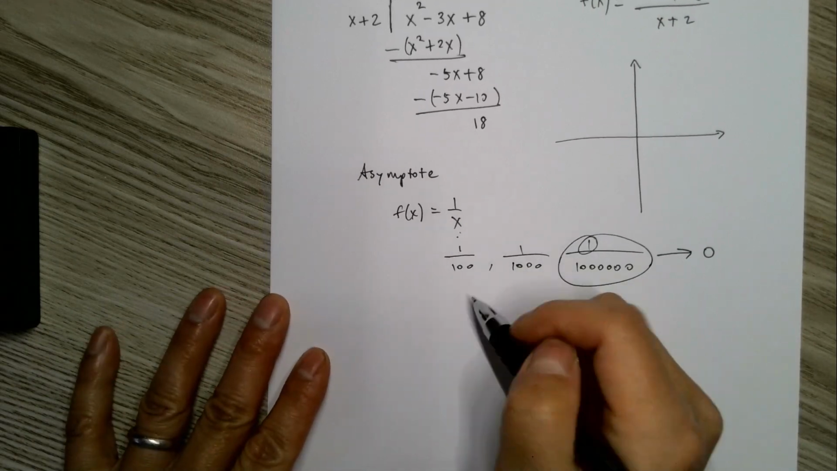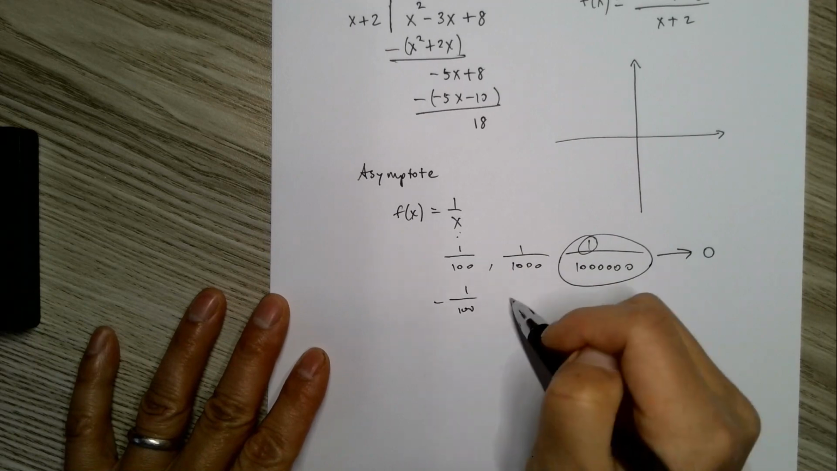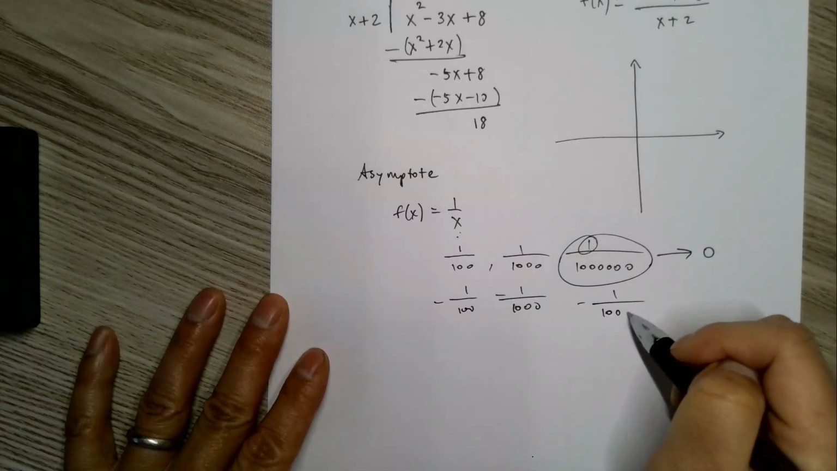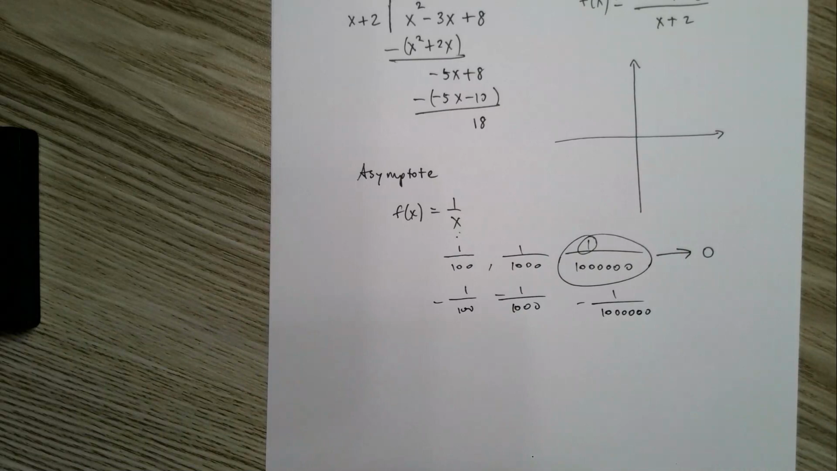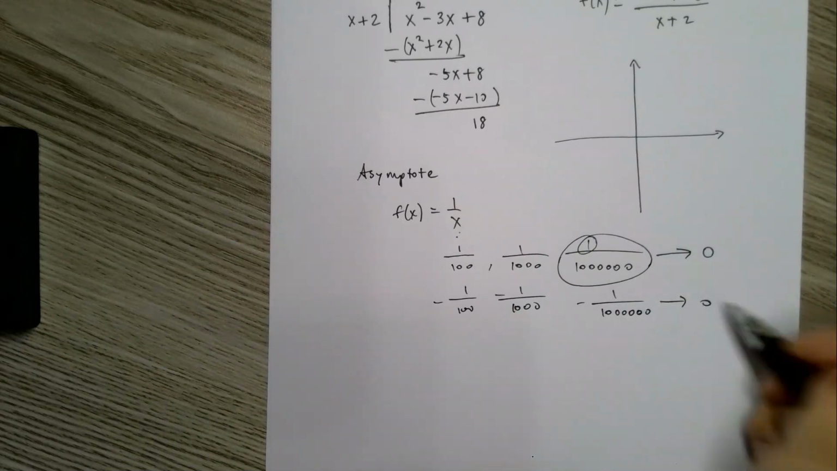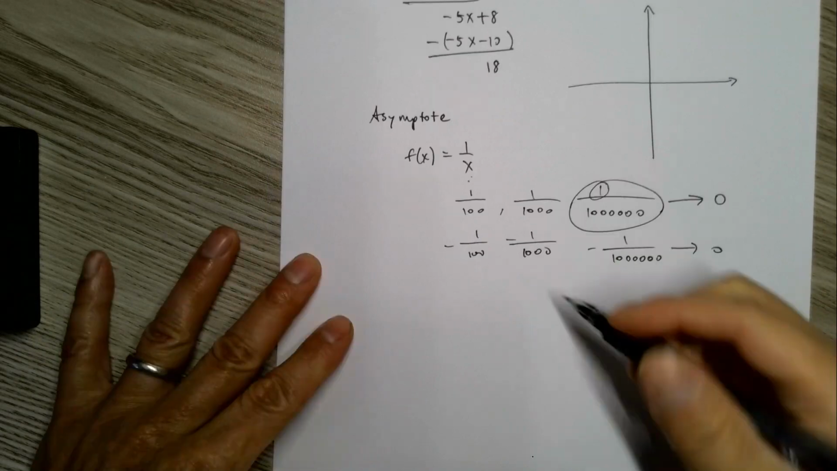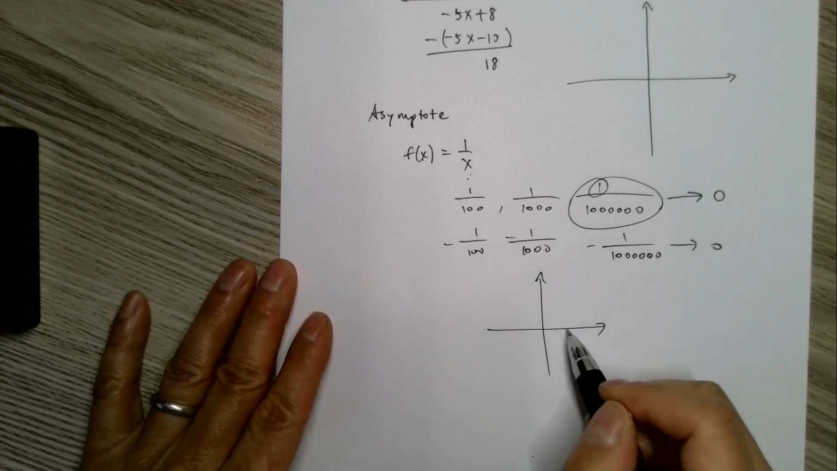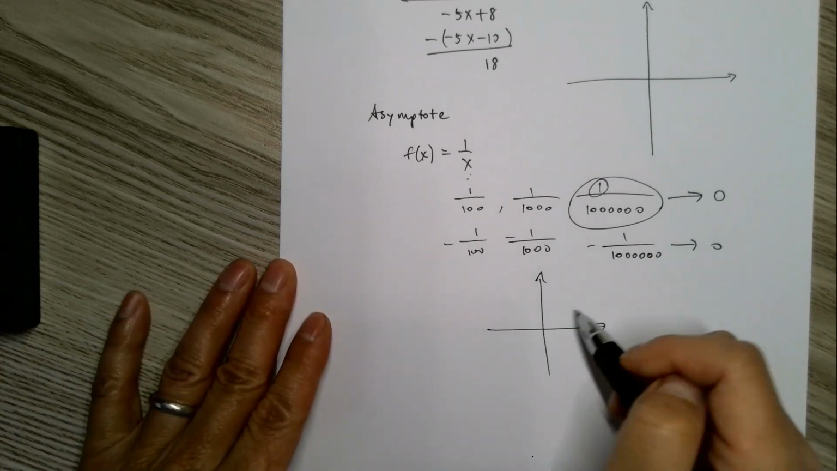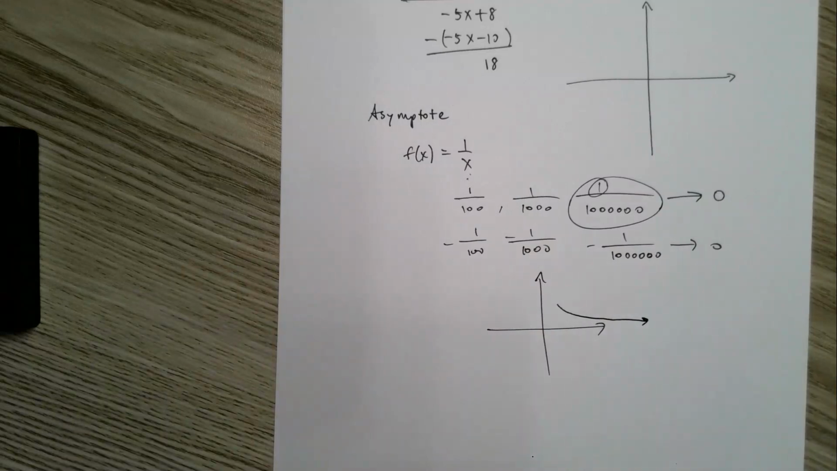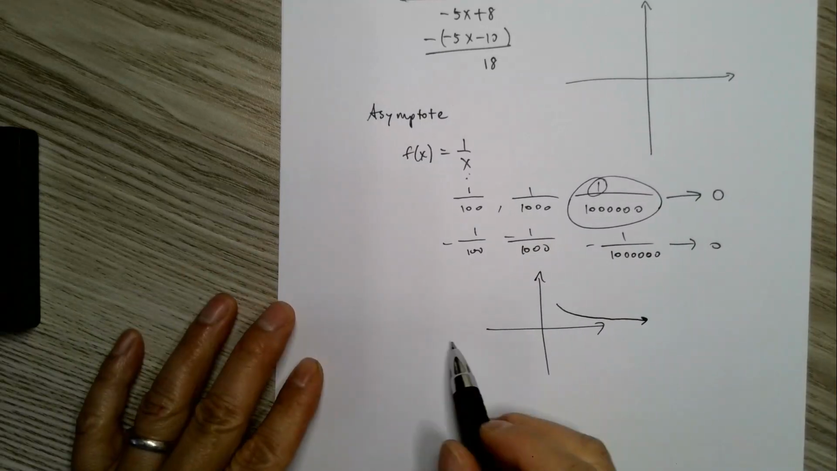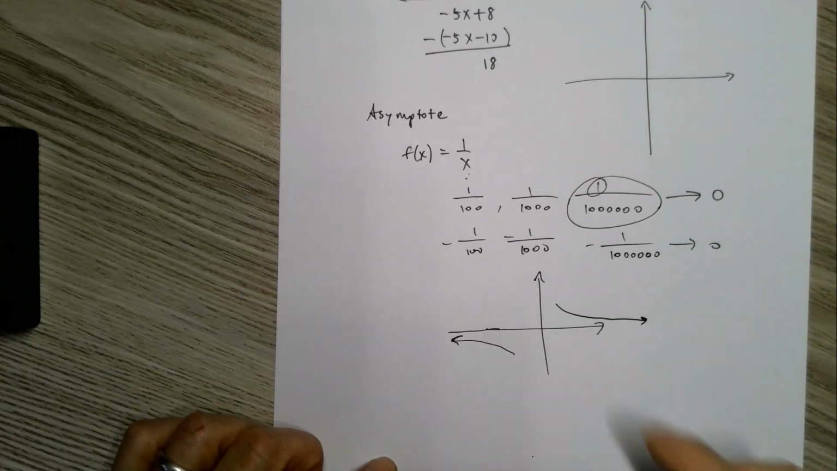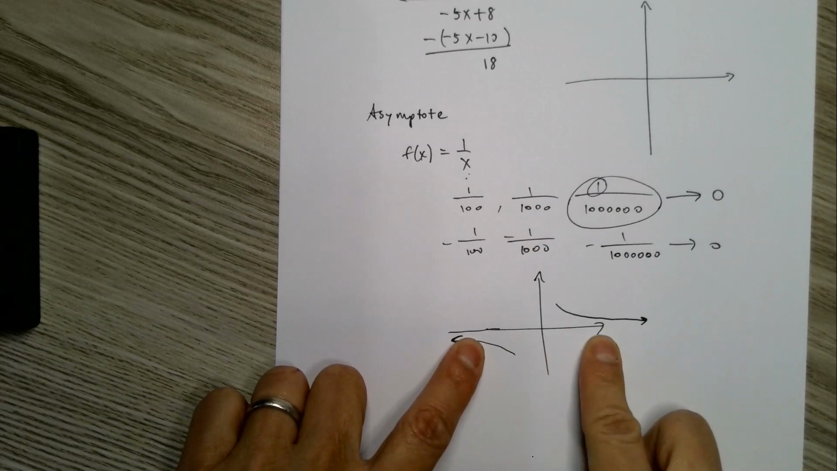Well, what about negative numbers? If I put in negative 100, or negative 1,000, or negative a million, the overall function is still getting close to 0. So the function is looking like this. As x gets big, the y values approach 0. As x gets very negative, the y values approach 0. But they will never cross the x-axis because of that 1 in the numerator.